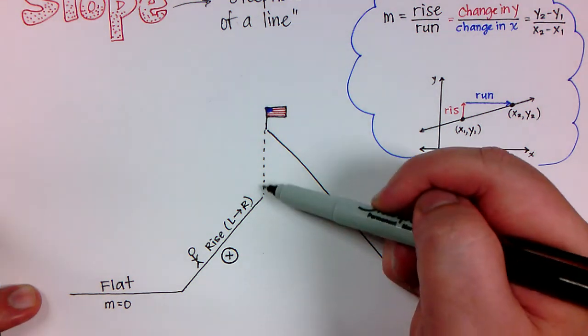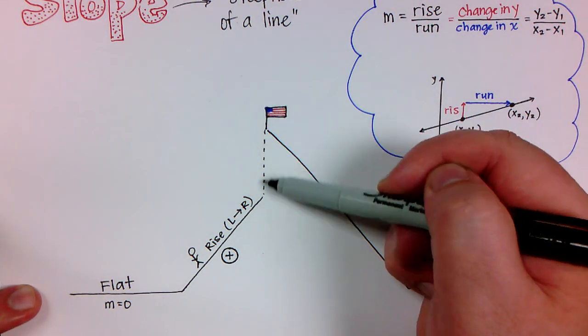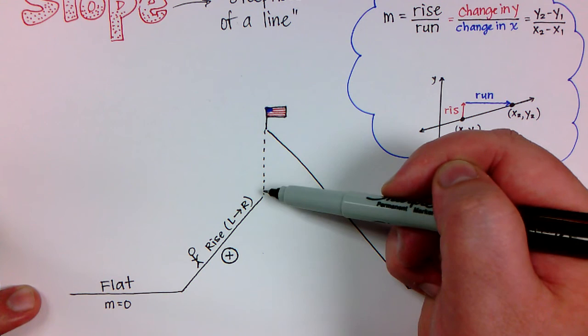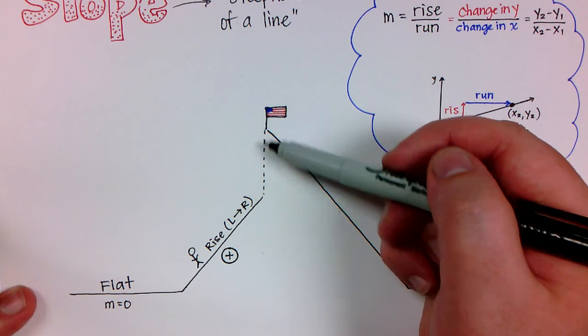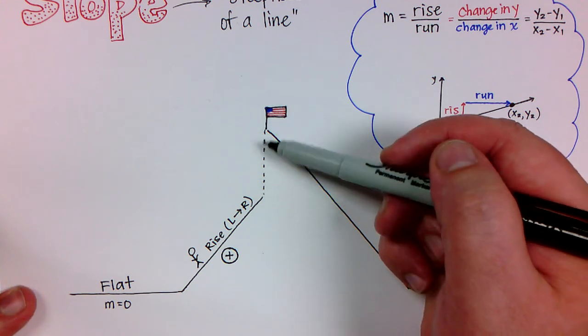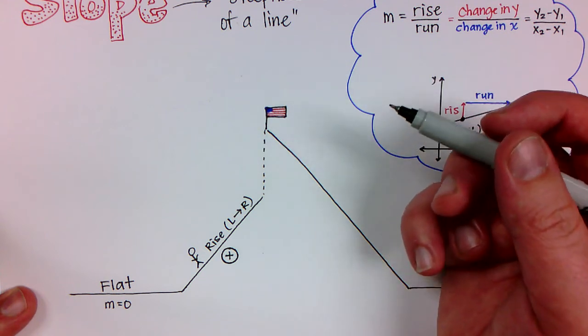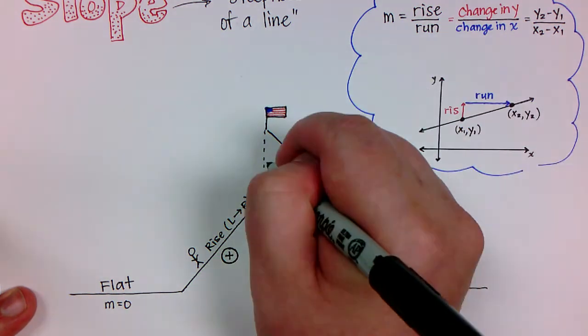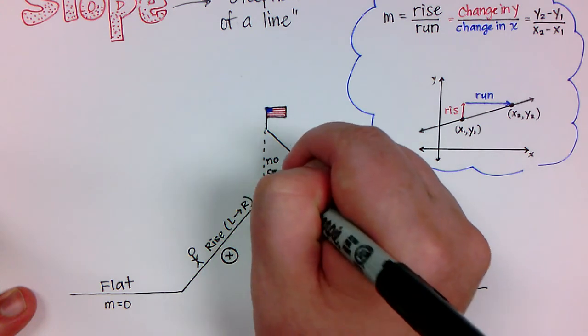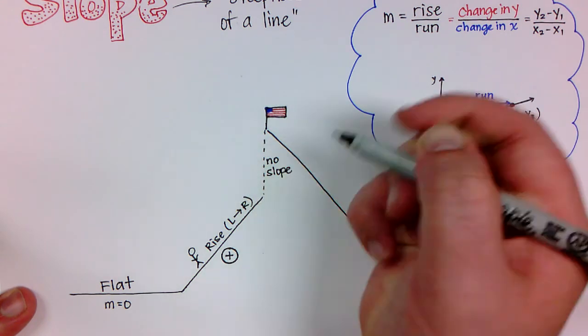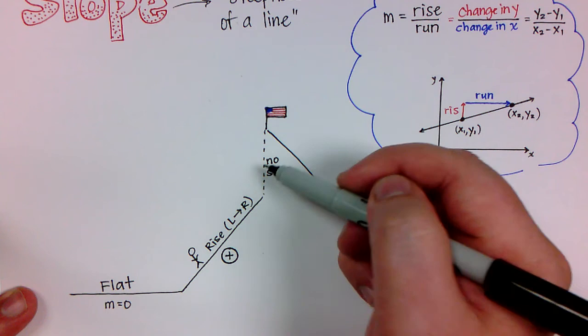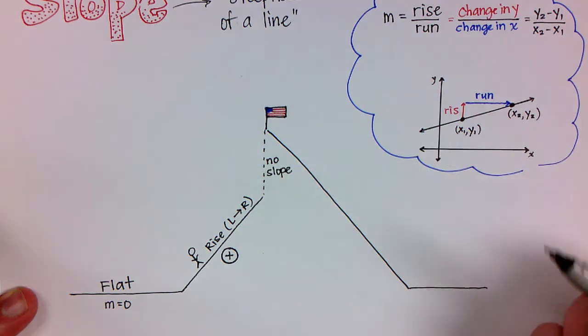And then I'm getting, oh my goodness, to basically a vertical wall right here to get all the way up to the flag. And you know what? When you see a vertical line, there is no slope. We normally call it undefined. So for right now, I'm just going to put no slope. So let's remember that when you see a vertical line straight up and down, it has no slope.